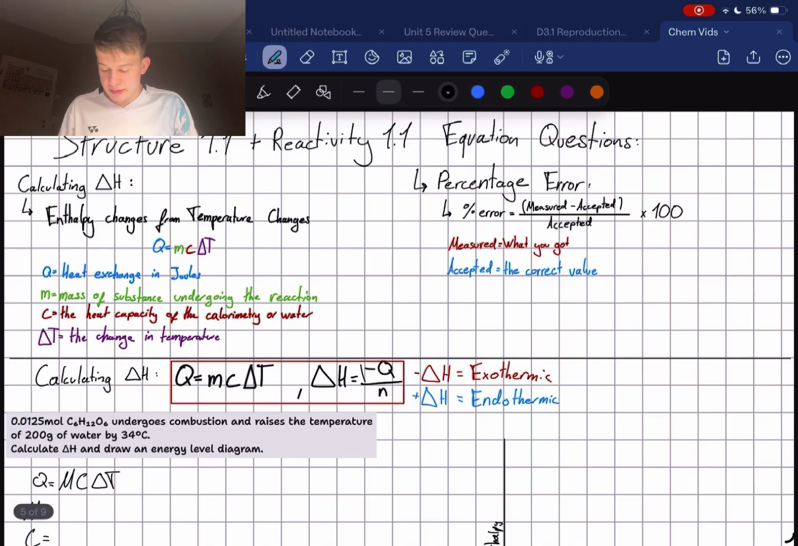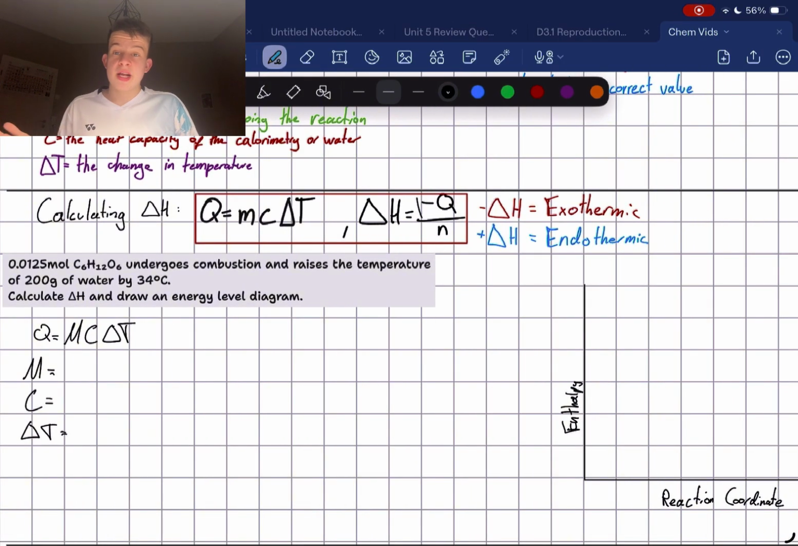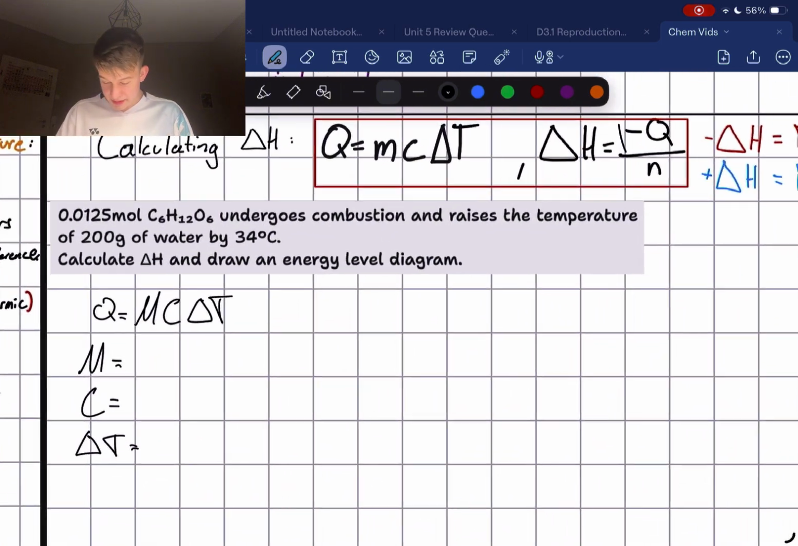Okay, so let's begin. We're going to do calculating delta H. For that, we need Q equals MC delta T and delta H equals negative Q over N. And remember, if delta H is negative, it's exothermic, and if delta H is positive, that means it's endothermic. Okay, so let's begin with our first question.